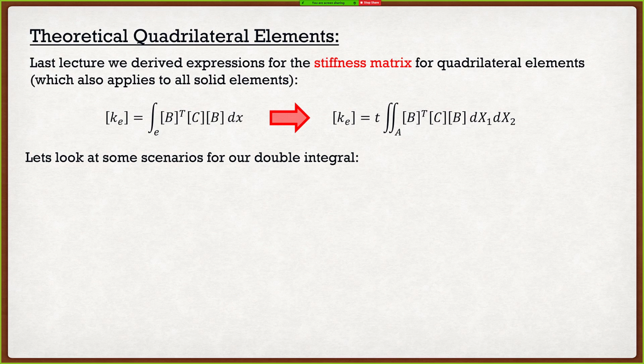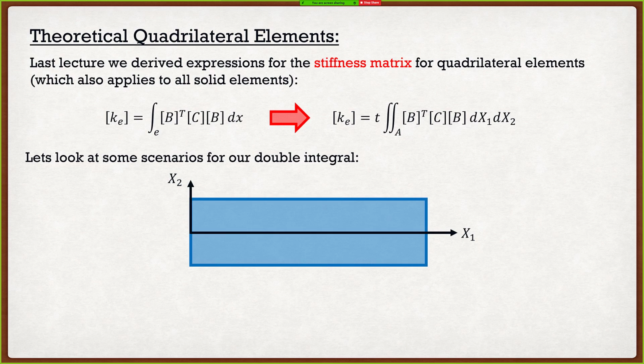So let's look at some scenarios for this element. Let's say that we have a beam right here and we have an element right at the corner there. Well, this actually wouldn't be too bad because if it's situated right at the origin, let's say the element is a square element and it has a length of 1, well, it would just be the integral from 0 to 1 in the x direction and then 0 to 1 in the y direction. So that's not going to be too bad. So if we're looking at theoretical quadrilateral elements, it's not too bad.